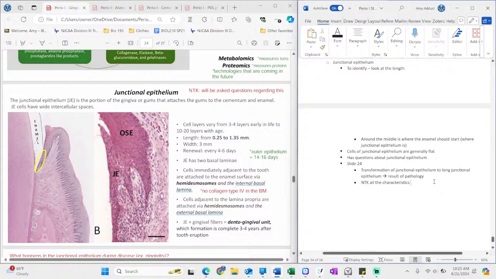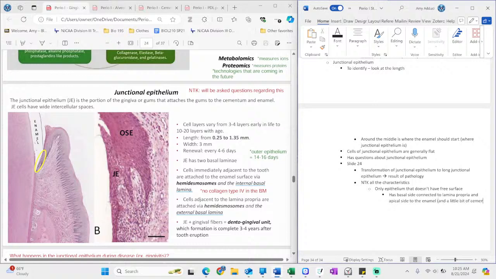The junctional epithelium, you need to remember unique characteristics. It's the only epithelium in the body that doesn't have a free surface. It has the basal side connected to the lamina propria, and the apical side bound to the enamel and a little bit of cementum, but mostly enamel.